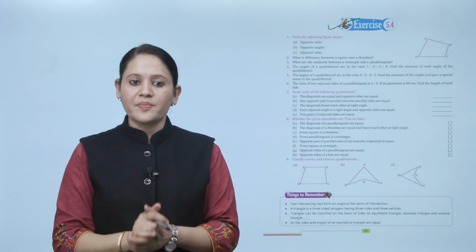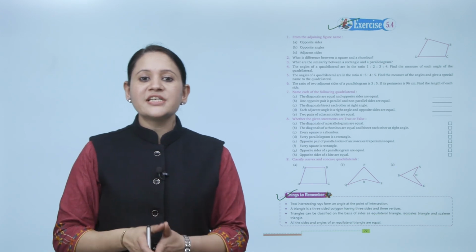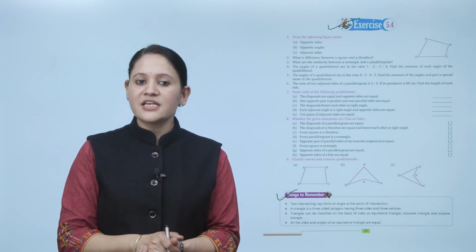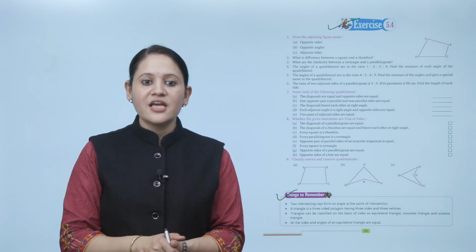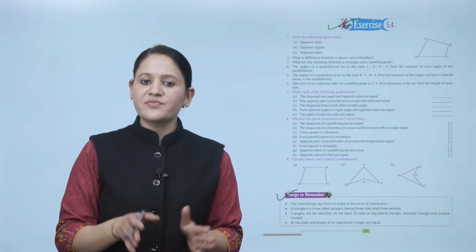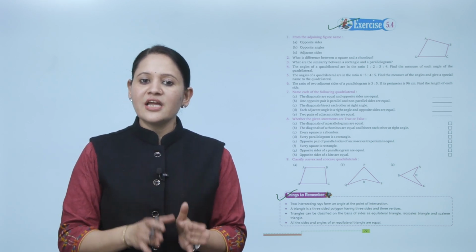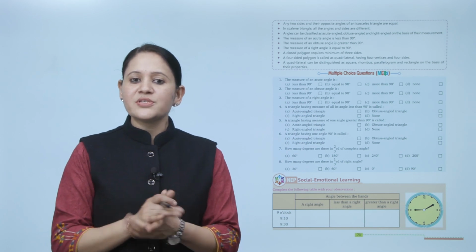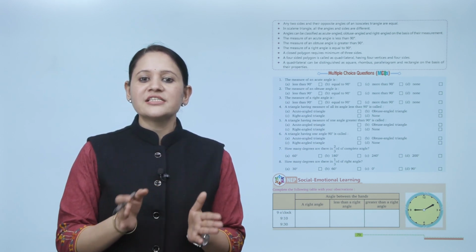We'll move to the next topic, that is things to remember. Two intersecting rays form an angle at the point of intersection. A triangle is a polygon with three sides and three vertices. Triangles can be classified on the basis of sides: equilateral triangle, isosceles triangle and scalene triangle. All the sides and angles of an equilateral triangle are equal. Any two sides and the opposite angles of an isosceles triangle are equal. In a scalene triangle, all the angles and sides are different.